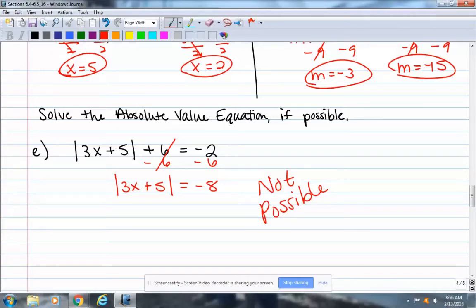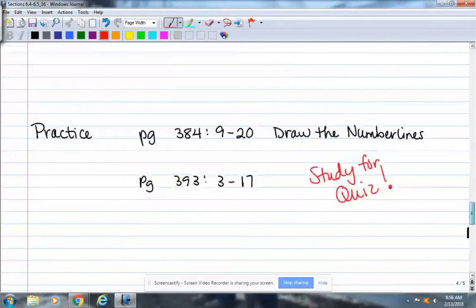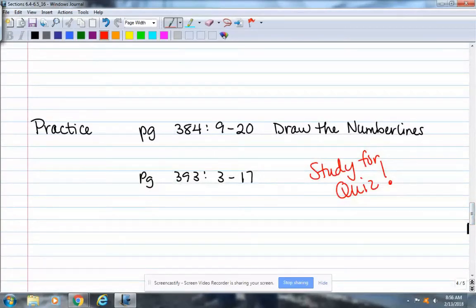Sound good? All right, here's your practice. On the inequalities, you need to draw the number lines. I know I've let you skip those yesterday, but today we need to draw them for compound. And then that 3 through 17 is absolute value equations. And what do we have tomorrow? Quiz. Sections 6.1 to 6.5. So everything we did yesterday and what we did today. We are going to review before we take the quiz. We've had a lot of people that have been out and stuff, so it will be beneficial.